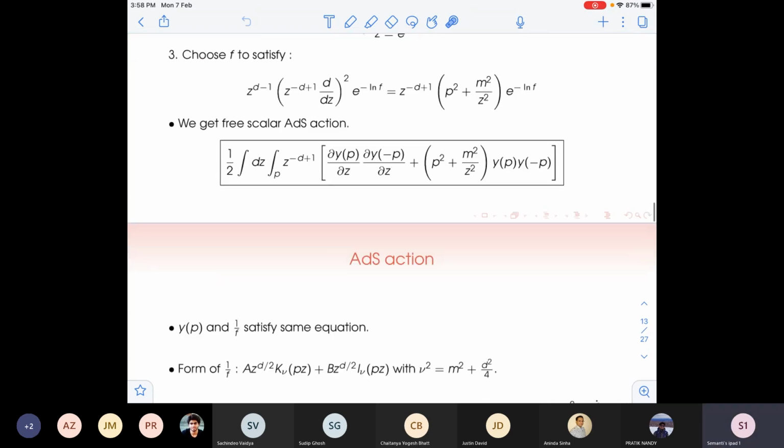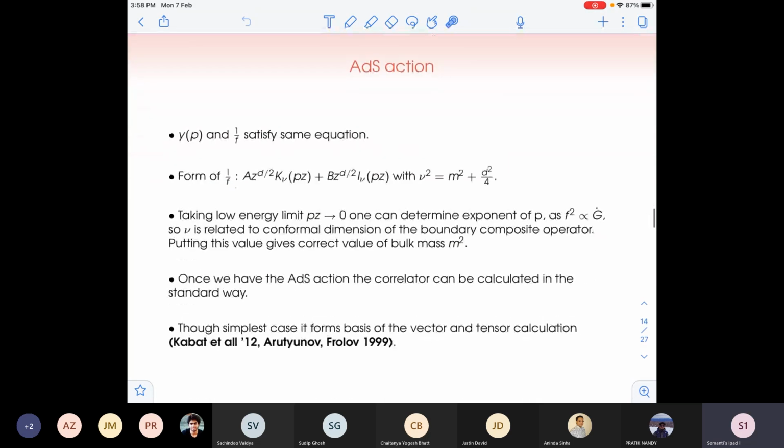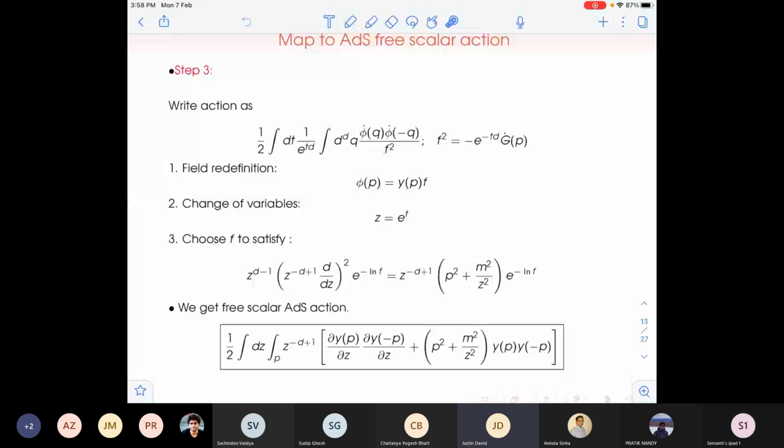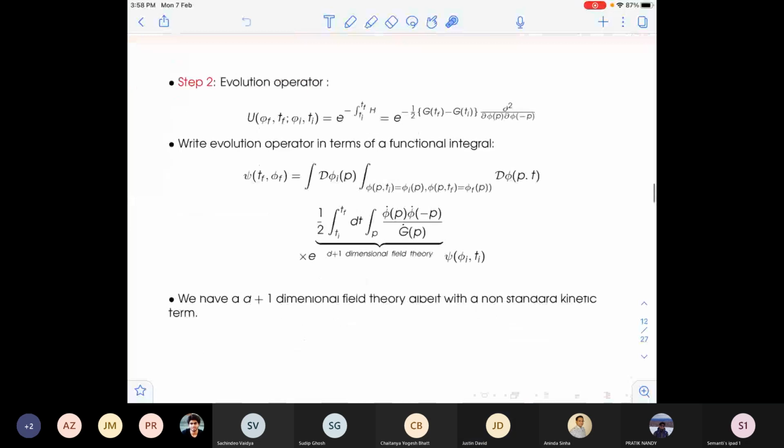Some points here are that yp and 1 by f satisfy the same equation. So this is important using this. Sorry, what was f? I missed that point. F. 1 by f. It is somehow related to the g dot. Can I see the previous page? Yeah, this one is right, f is related to g. F is related to G.